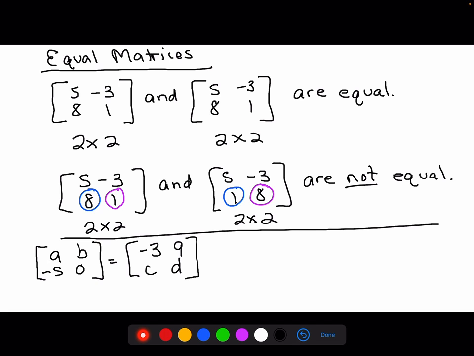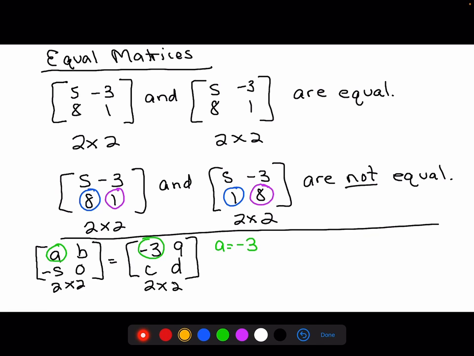Since we know that they're equal, well, they're both 2 by 2. So that's good to know. 2 rows, 2 columns. So you have elements in corresponding positions. So then if they're equal, then the elements in the same exact positions should be the same. So we can say that this A and this negative 3 are both in A sub 1, 1, they have to be the same. So A has to equal negative 3.